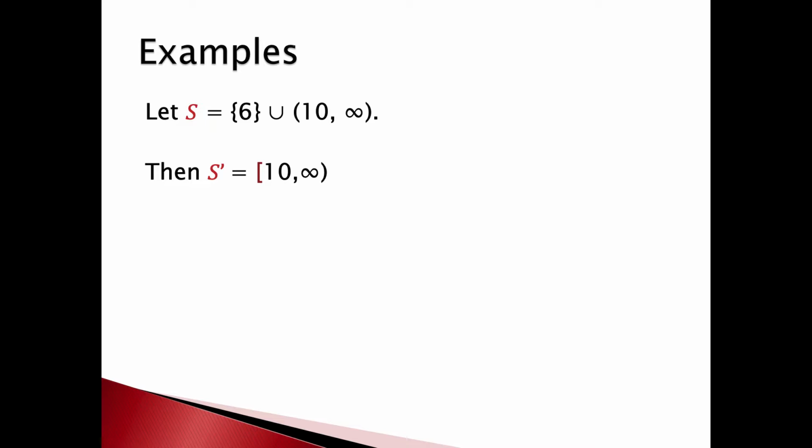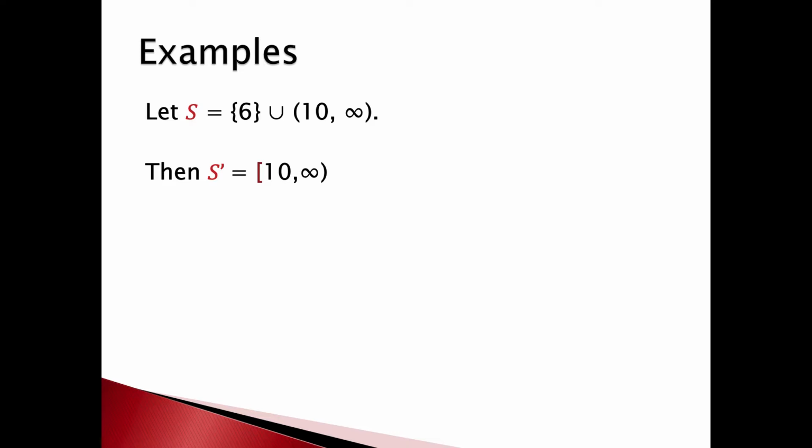Also, 10 will be an accumulation point because if I take a little neighborhood around 10, then that little neighborhood will hit stuff to the right of 10, which will be in S. So 10 is an accumulation point. But 6 isn't. And the reason is, remember in our definition, we were careful to say that every deleted neighborhood, right, would hit something that was in S.